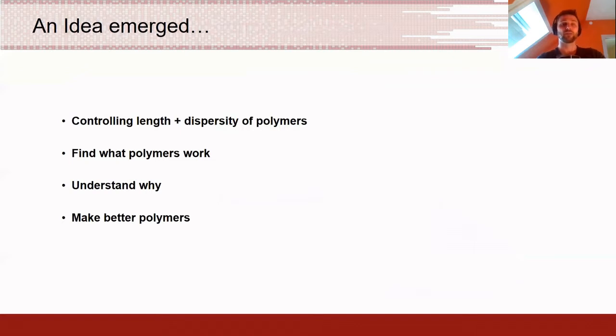And then we started working on the idea: couldn't we control the length and thus also the dispersity of the polymers? If we could do that, we could figure out what polymers work and hopefully understand why. And this would in turn lead us to design criteria for making better polymers.